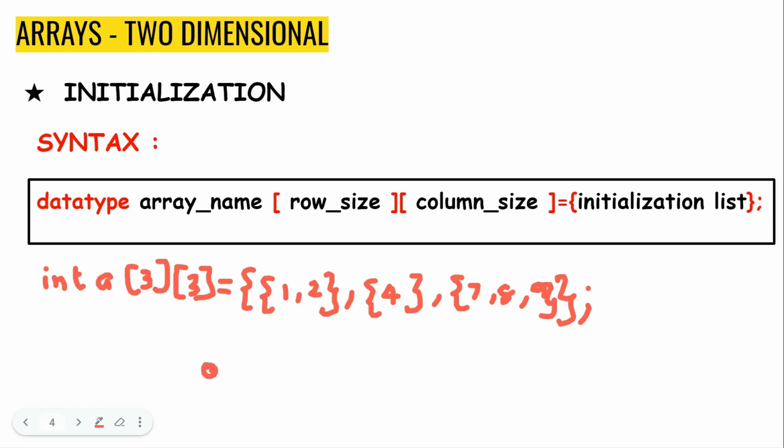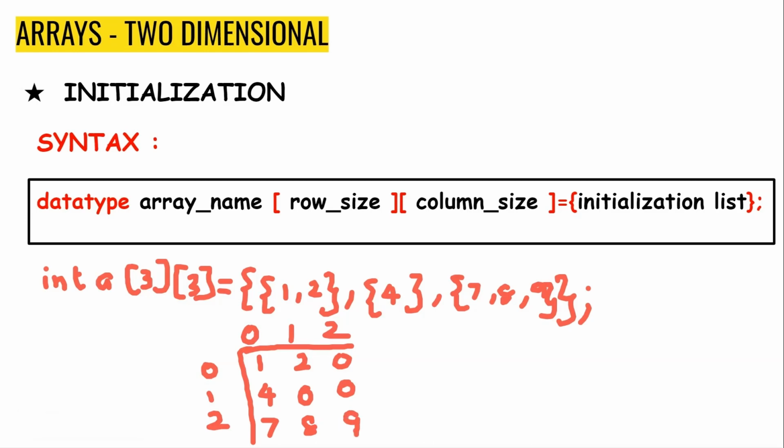Representing this in table form, a[3][3], 0th row, first row, second row, 0th column, first and second columns. So we enter the data for the first row 1, 2, and the third element is 0. For the second row, we have only one element 4. The remaining two elements are set to 0. The third row has all the three elements 7, 8 and 9. Suppose if it is a float type, it will be automatically set to 0.0. If it is a character data type, it will be set to the null character.